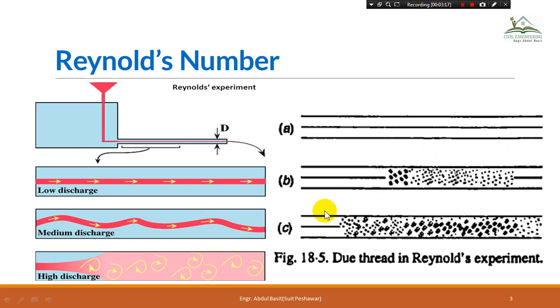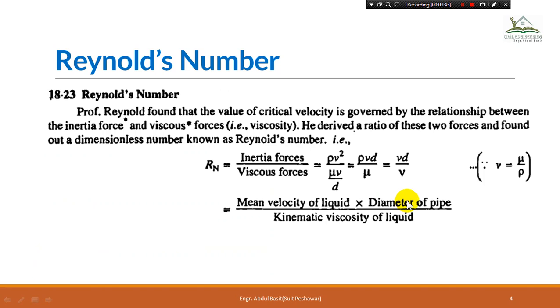Then this is the zone where the dye is completely dispersed in the water flowing through this pipe, and in that case the flow is turbulent flow. So this is how you can determine the Reynolds number from the experiment. I also wanted to mention something about the Reynolds number here: the Reynolds number is inertial force divided by viscous force. This is the mathematical form. We will discuss that as well.